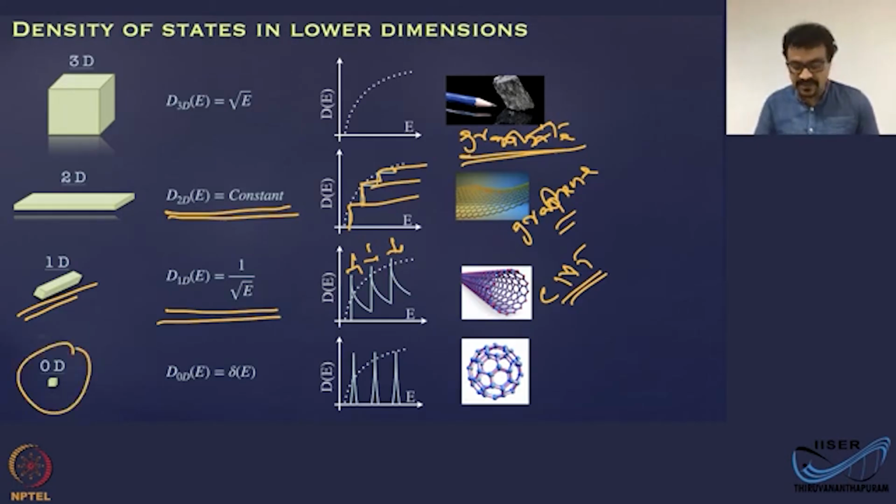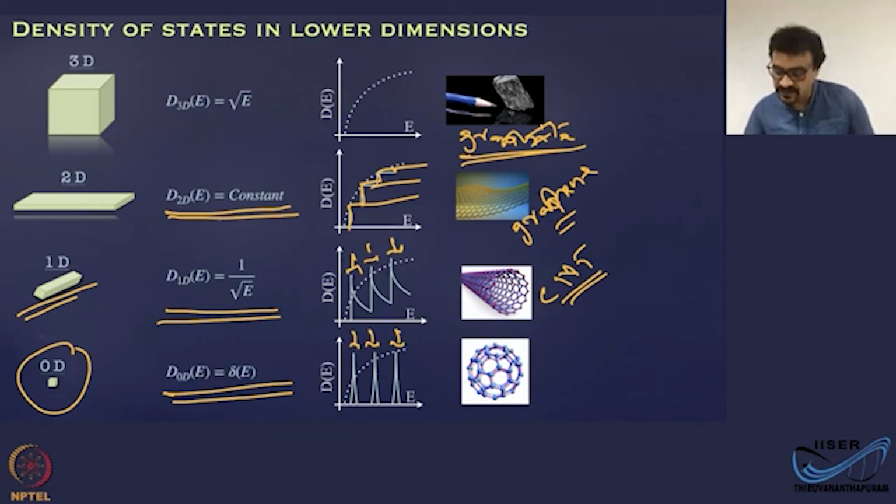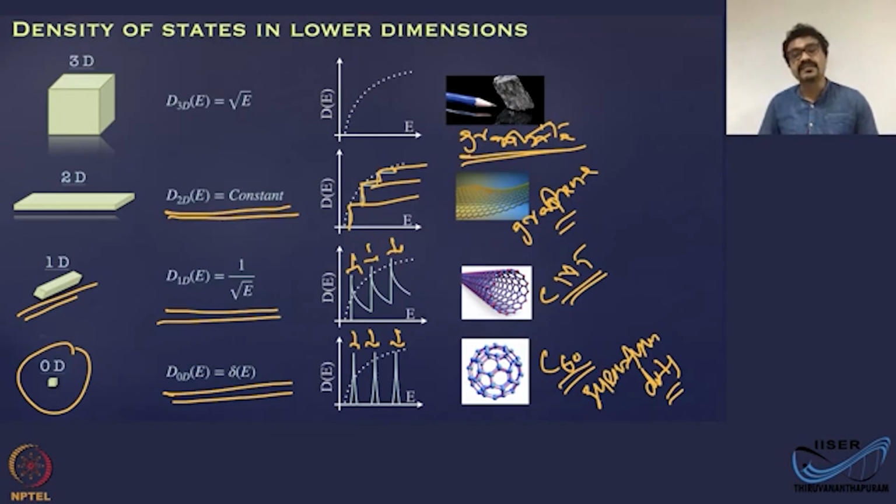And for quasi-zero dimension, such as quantum dots or conducting nanoparticles, it goes like a delta function, delta of E, and that is given by these features or these delta functions there. For example, the C60 molecule is actually a quasi-zero dimensional system. Quantum dots or nanoparticles, these are all examples of 3-dimensional confinement, or 0-dimensional systems.